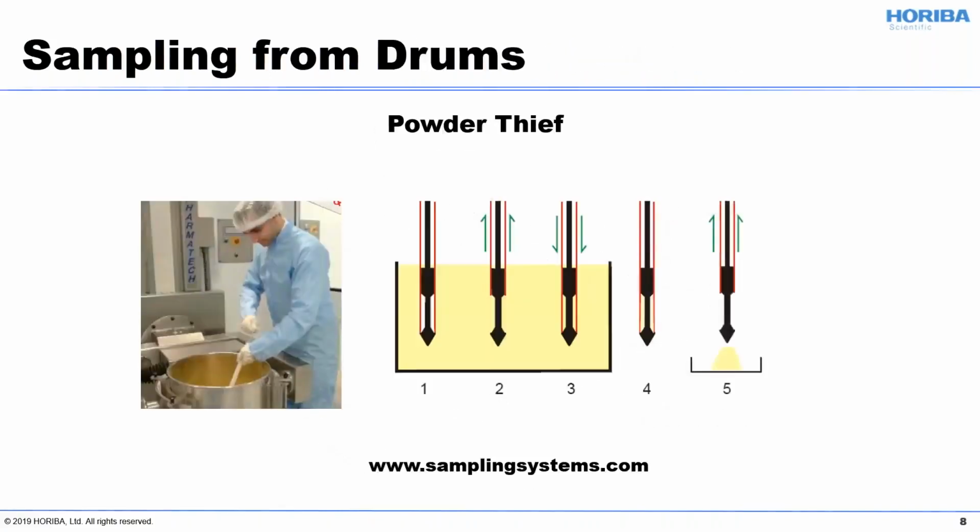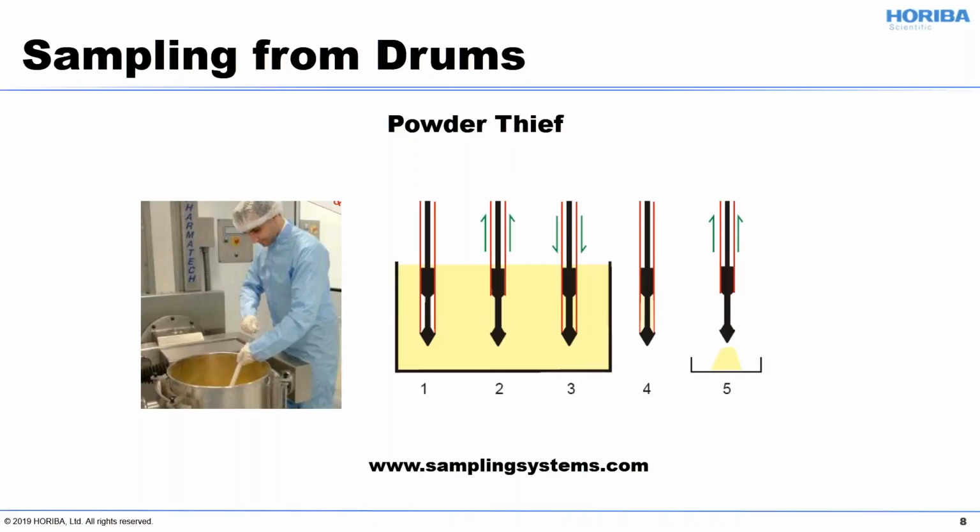If you have materials in drums, you'll say, well, I can get to the top of the drum pretty easily. What about the bottom? If you have material in a drum and in the truck and it vibrates, it will segregate. So you need to know what's on the bottom versus the top. For that, you would want to use a powder thief. This is a long pole with doors in the bottom. Step 1, you jam it to the bottom of the drum. Step 2, you open the doors. Step 3, the particles flow in and you close the doors. Step 4, you pull it out. Step 5, you take the sample out of the powder thief. You can get that from an outfit like samplingsystems.com.